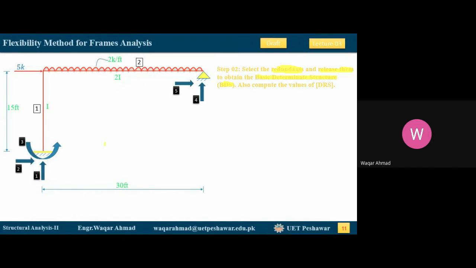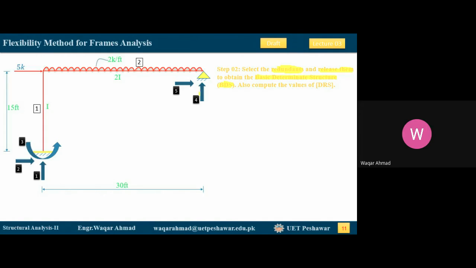You can choose any of them, but you have to remember that if you choose any 2, you should be able to solve your structure efficiently in the remaining steps. This is because when you release any 2 of them, you are going to obtain a basic determinate structure, and you will be solving this basic determinate structure quite many times in the remaining steps of this method. So you have to make this decision very wisely so that your structure can be solved efficiently later on.